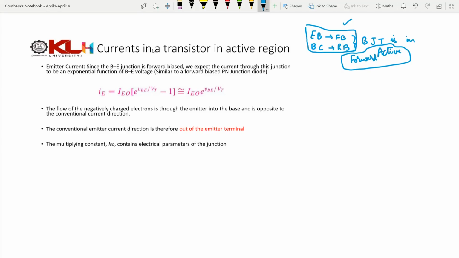Right, now let us study the currents in this transistor in the active region.